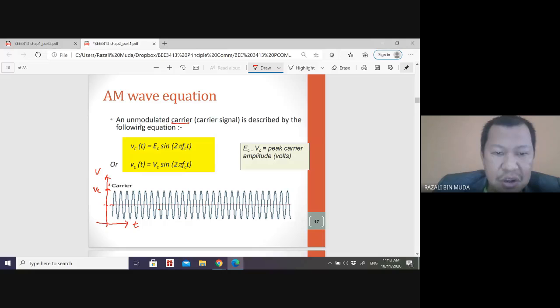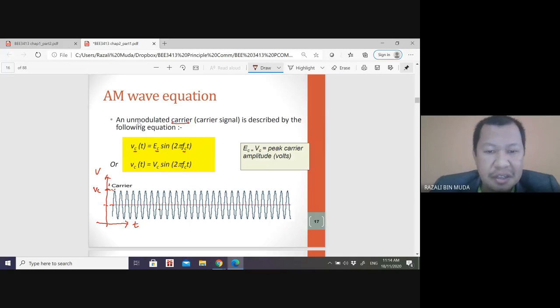So for the carrier, all carrying the sign C. C is for carrier. EC, VC, EC dan FC. Itu saja beza dia. So EC or VC is the peak value or the amplitude of carrier signal. This value. And EC the amplitude, sin 2 pi FC.